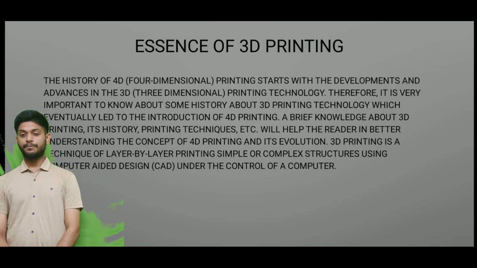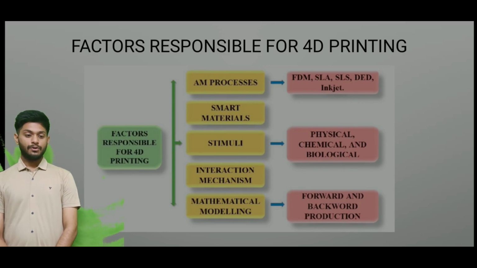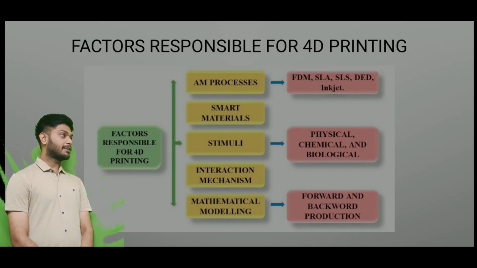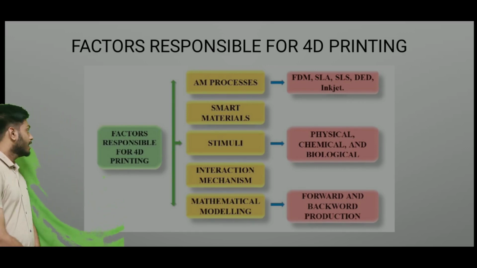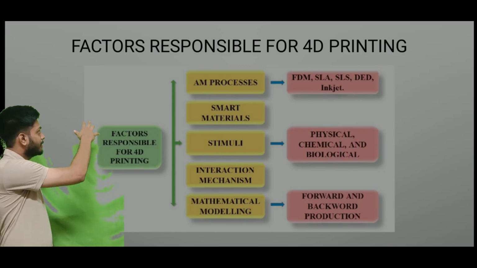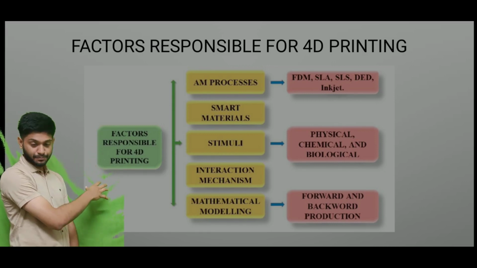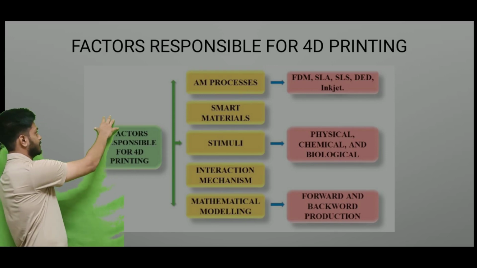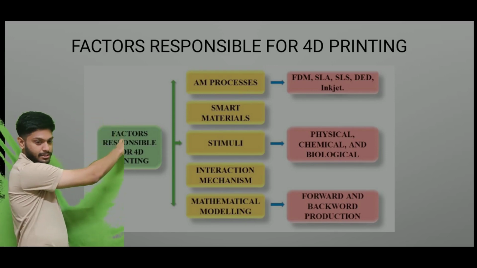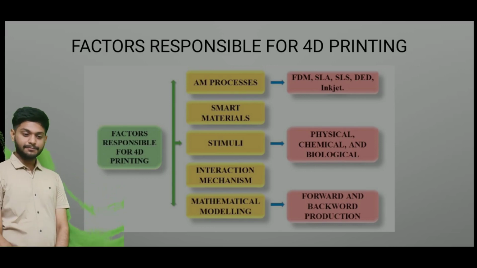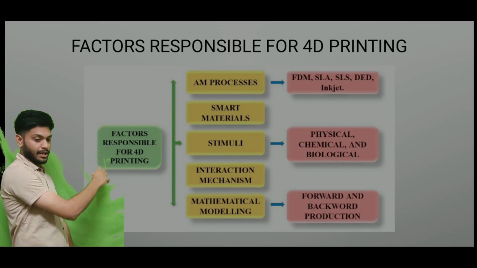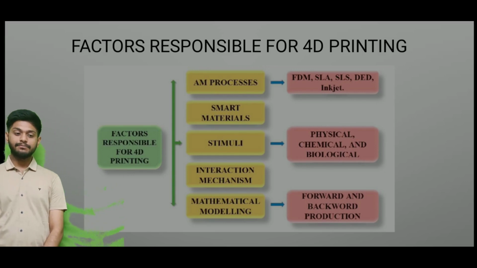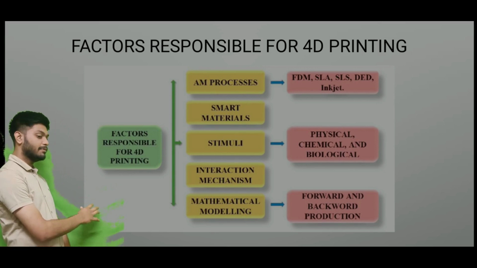3D printing is a technique of layer by layer printing of simple or complex structures using computer aided design under the control of a computer. Now we will talk about factors responsible for 4D printing. As you can see, there are 5 factors which are mainly responsible for 4D printing. First is the process, the additive manufacturing process. Second is smart materials. Third is stimuli. And the fourth is interaction mechanism. And the fifth is mathematical modeling.